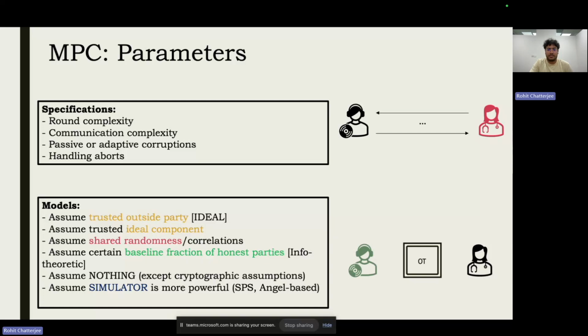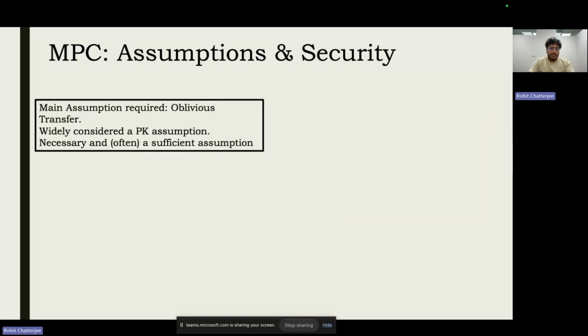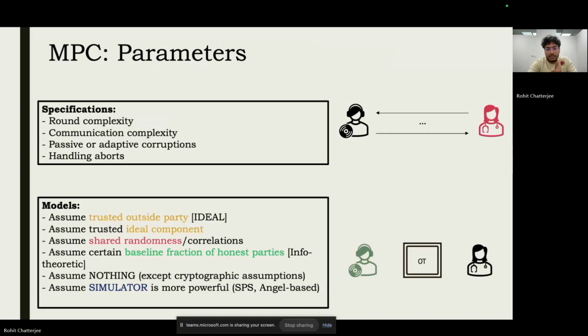So for our specific purposes, we will look at the following settings. Rohit, before you go on, can I ask another small question? I have two quick questions.